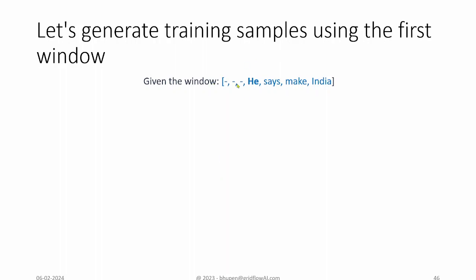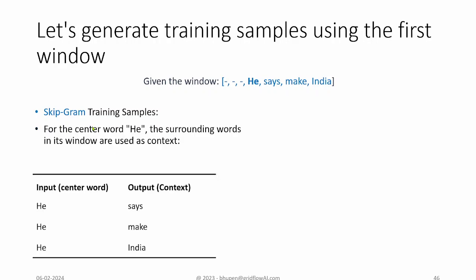Now for this given window, where "he" is the target and "says", "make" and "India" are the context words: in the case of the skip-gram architecture, the center word "he" is the input, that means you're passing this as the input to the model and predicting the context. And that is what your skip-gram architecture is.